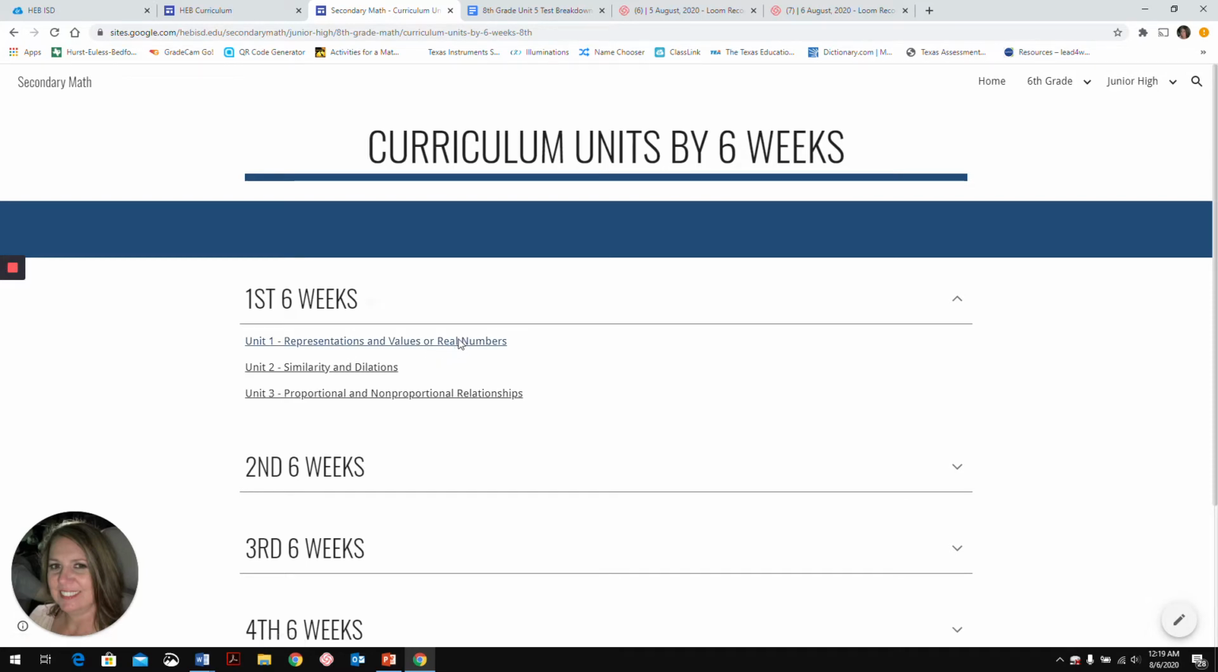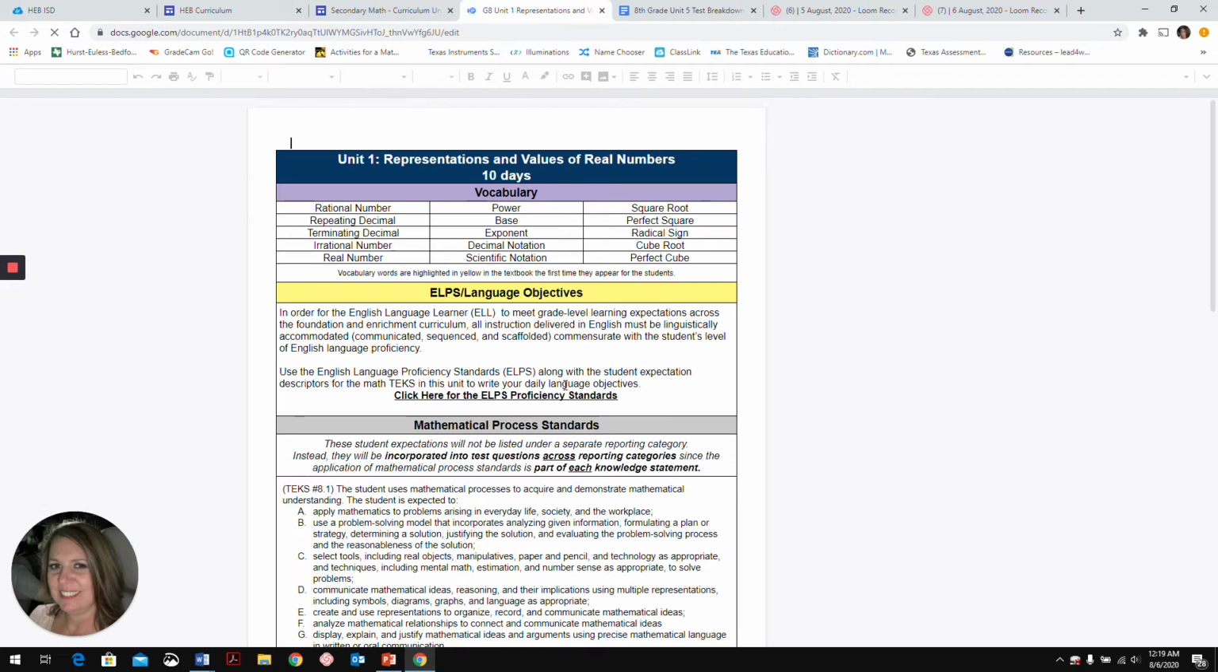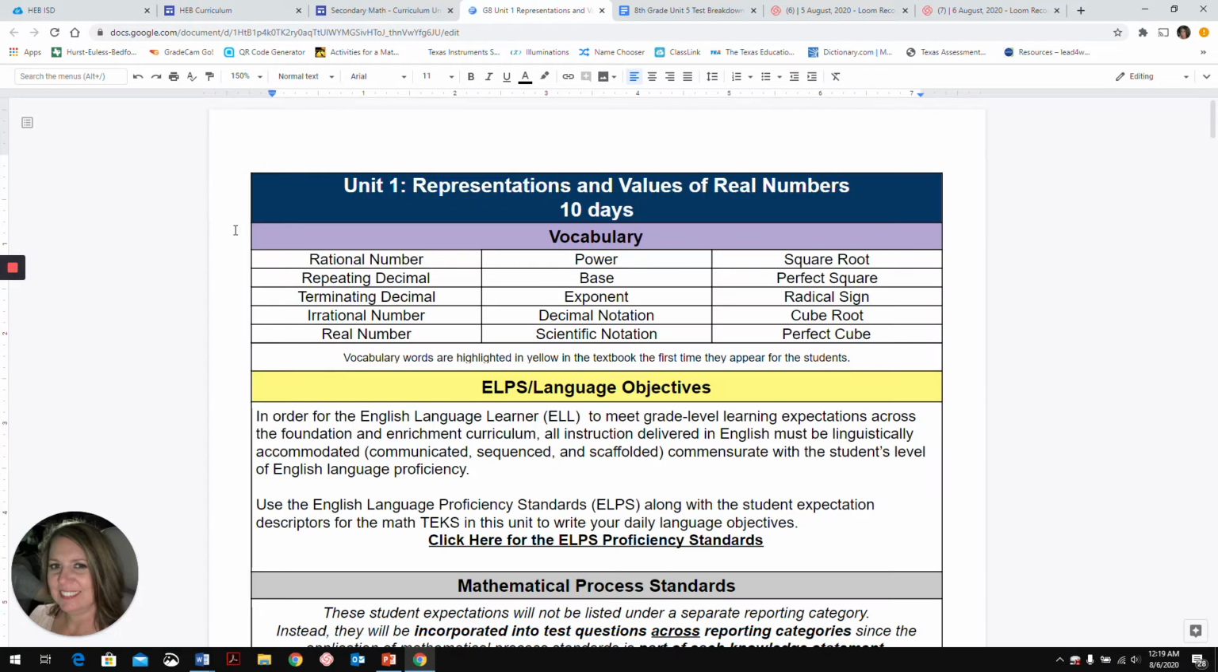Looks like we have a typo there. We'll correct that. Those things are going to come up throughout, so just let us know if you see something and we'll get it fixed. All right, so the unit, again, probably looks very familiar here in the beginning. We start out with vocabulary.